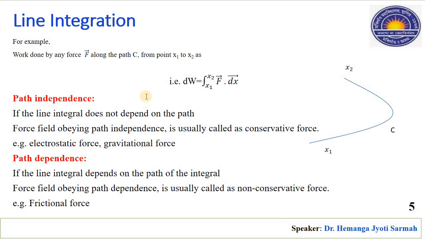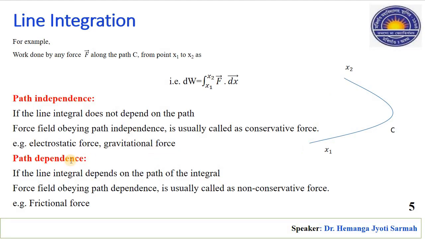In physics we usually encounter similar examples of line integration. Suppose we have to find the total work done by a force F along the curve C from point x1 to x2. So we have to find the work done dW. It can be expressed as the integration from x1 to x2 of F dot dx. If this integration is path independent, then the force is said to be a conservative force. For example, electrostatic force and gravitational force are path independent. That is, the work done doesn't depend on the path. It can take any path, under the condition that the starting and the final points remain the same.